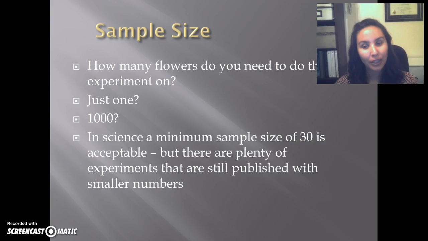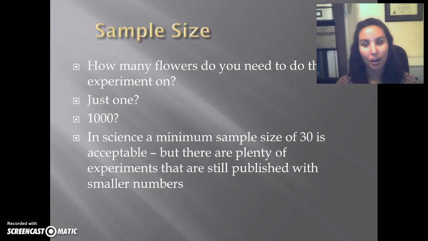In science, a really good minimum sample size is 30. That is acceptable. But please recognize there are plenty of experiments that are still published with smaller numbers. And again, we want to make sure that we recognize that there is good science out there. There are good experimental designs out there. We just want to be able to recognize what they are.